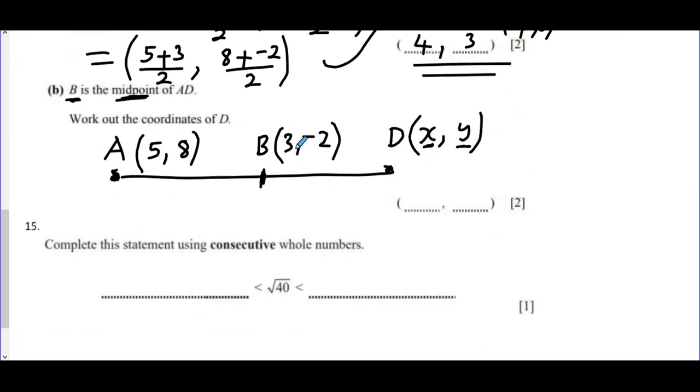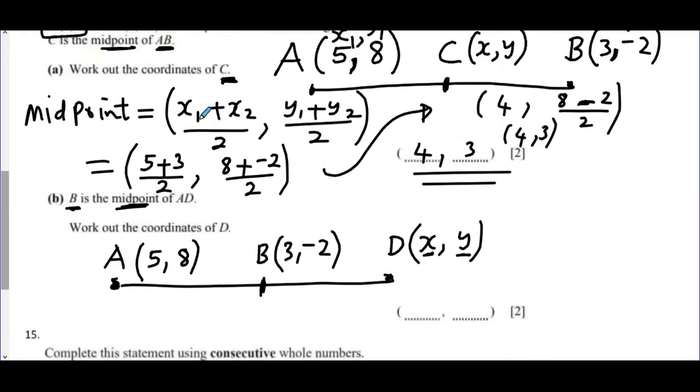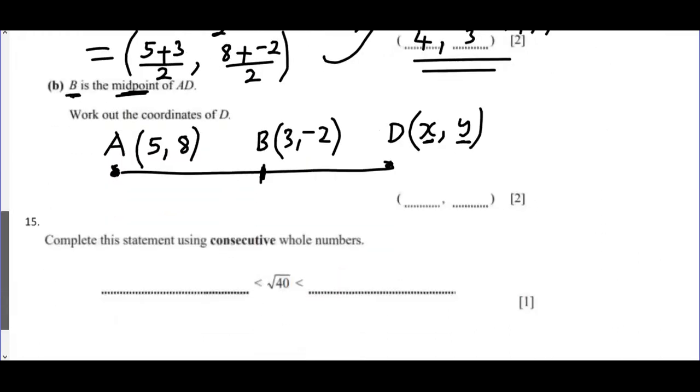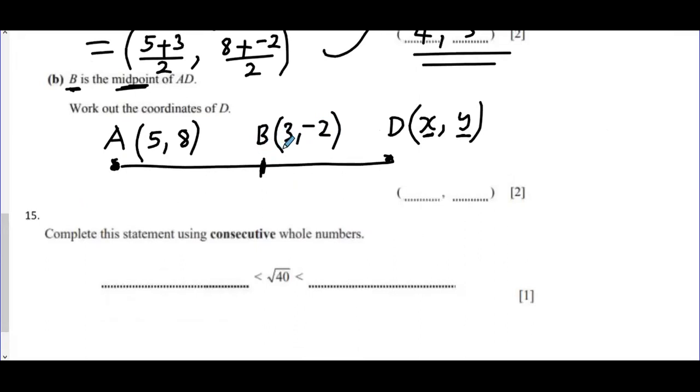Now, since point B is the midpoint, we have to do something mental. We know that the midpoint, as I said earlier, is x1 plus x2 divided by 2. Here we are given the midpoint already, okay? But we know that when I take 5 plus x, the answer I get, I divide by 2, that should be equal to 3, because 3 is your midpoint. That is what it means.